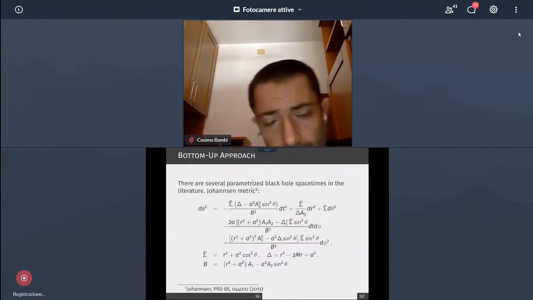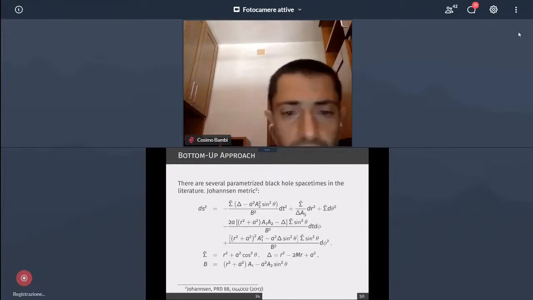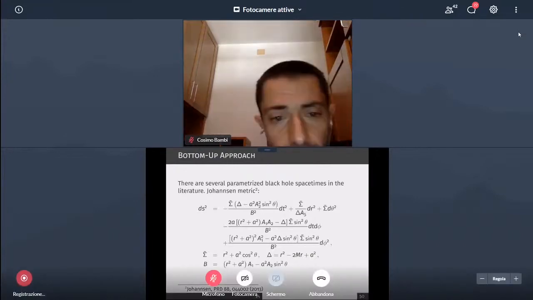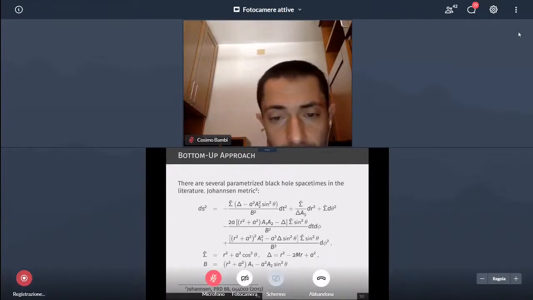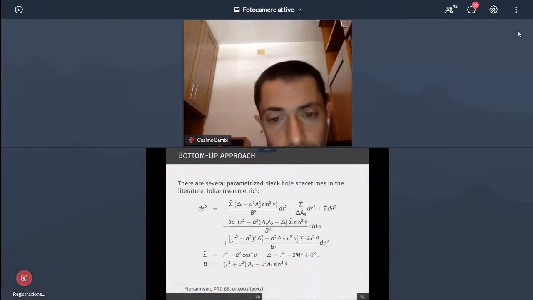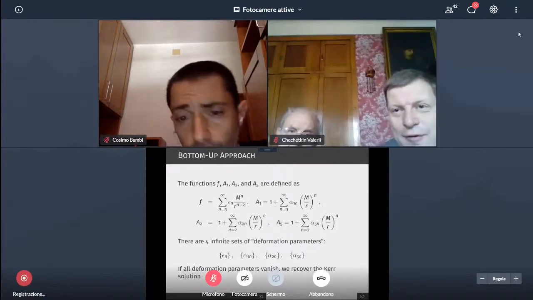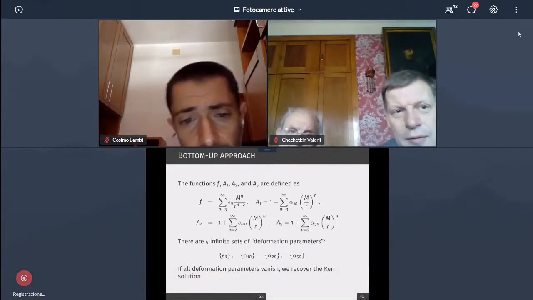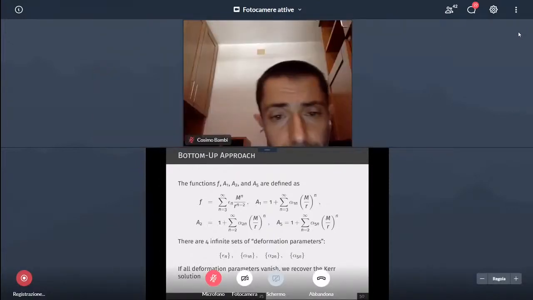And this is the metric I usually use. This is the Johannsen metric, which is a parametric Kerr-like space-time. There are many choices in the literature, and this is just one of them. There is no specific reason; I could use another metric and there would be no difference. The key point is that there are an infinite number of deformation parameters. When the deformation parameters are zero, you recover Kerr. So you want to leave these deformation parameters free and then see if observations can constrain them.